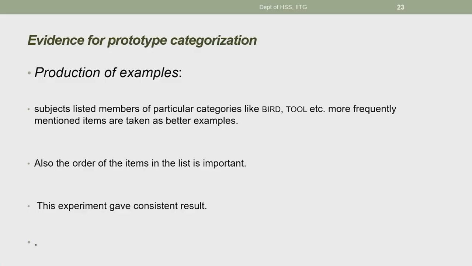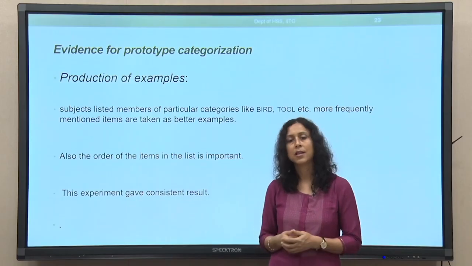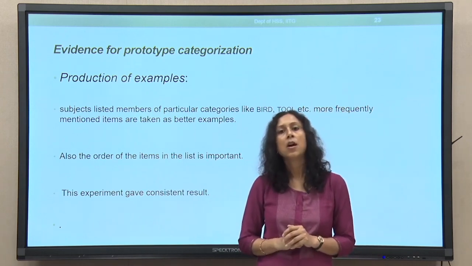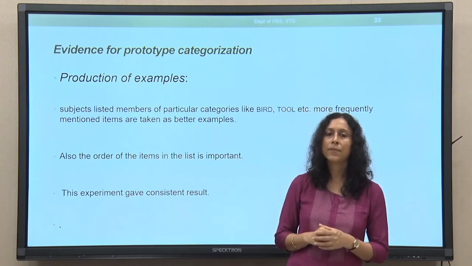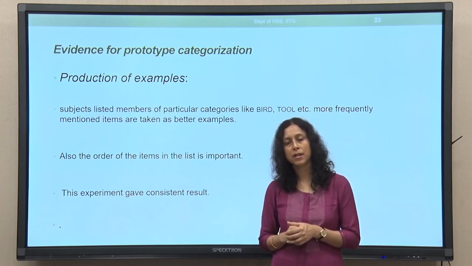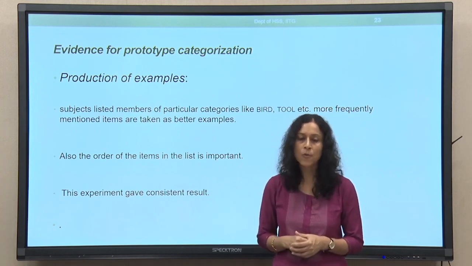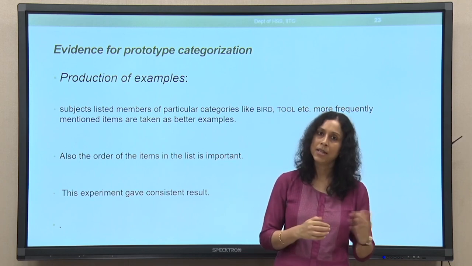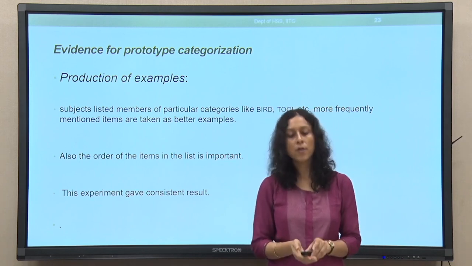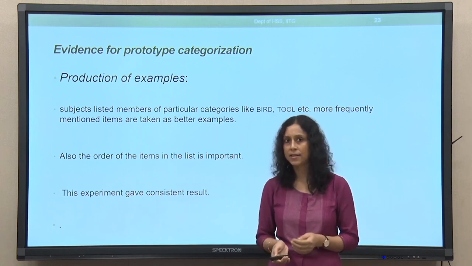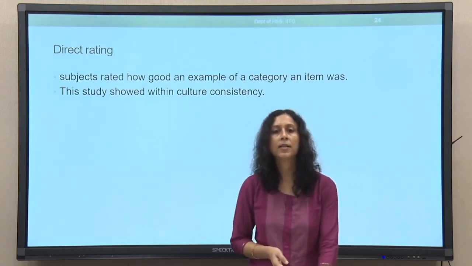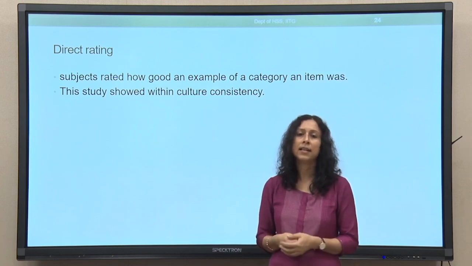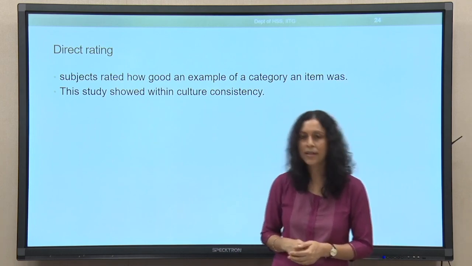She carried out this experiment within cultures as well as across cultures. The findings are very interesting. What she found was that within a particular culture, the list remained almost similar. The best examples of birds within the culture are similar. More people agreed on robins, sparrows and parrots as birds within a particular culture. However, when you change from one culture to another, this order changed. For example, dates might be considered a typical fruit in Tunisia, but not so much in, let's say, England, where apples and oranges would be considered a typical fruit, and so on.